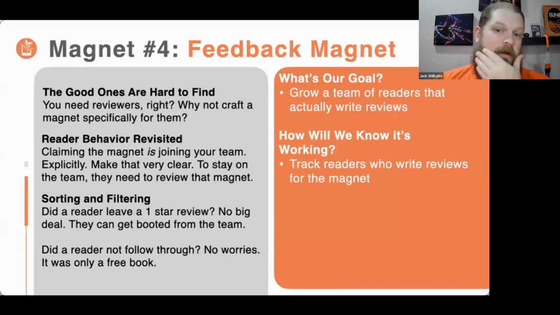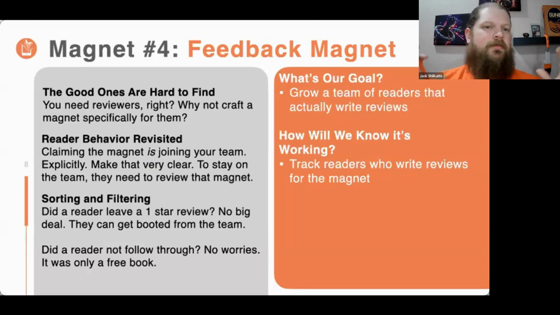So how do we know it's working? Well, we want to track the readers who write reviews for the magnet. There's a number of ways that you can do this. You can do it the old-fashioned way, keep a spreadsheet, that sort of thing. There are ways to do this where you use sort of like an email sign-up form through your mailing list service, where they can actually submit the link, and that can move them through an automation sequence. It's a little complicated, but it can be done, right? There's other services out there that can do some things like that, where you can manage your teams in that respect. So whatever tools you want to use, but you want to track who writes reviews for the magnet.